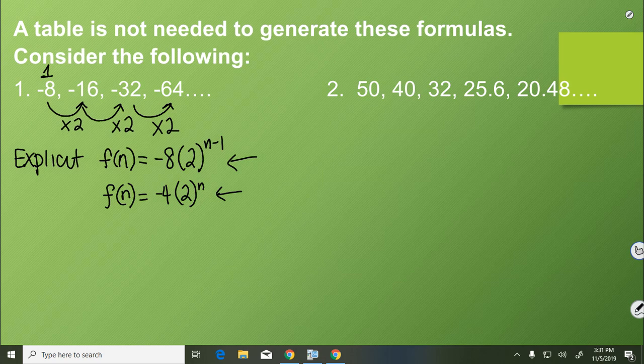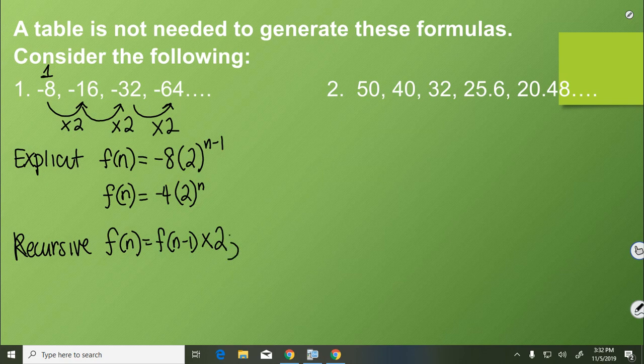Okay, now let's take a look at recursively. And in that case, again, we would have f of n equals f of n minus 1 times 2, where the first term is -8. And again, if I plug in that -8, multiply it by 2, I get -16. Then I plug in the -16, multiply it by 2, I would get -32, and so on.